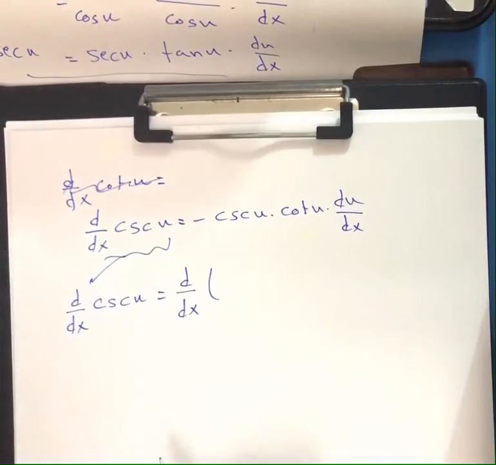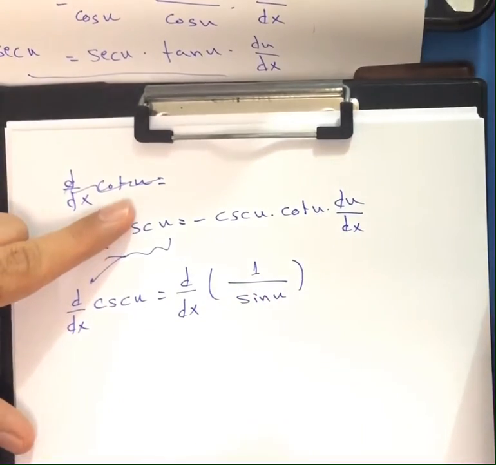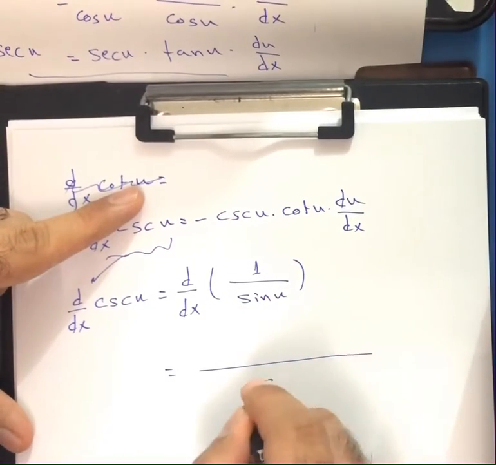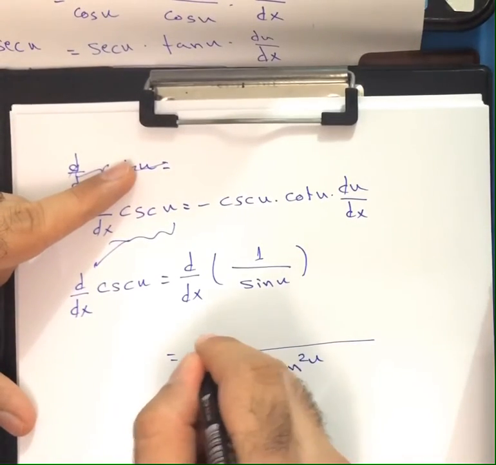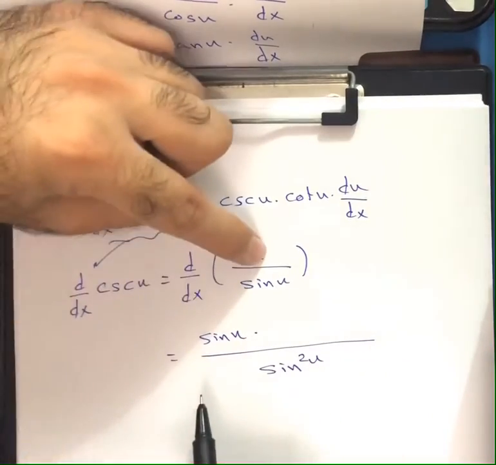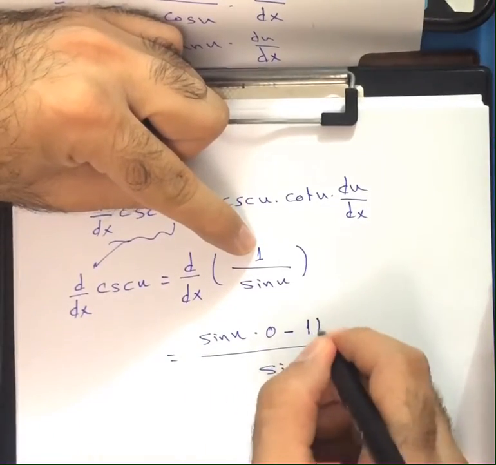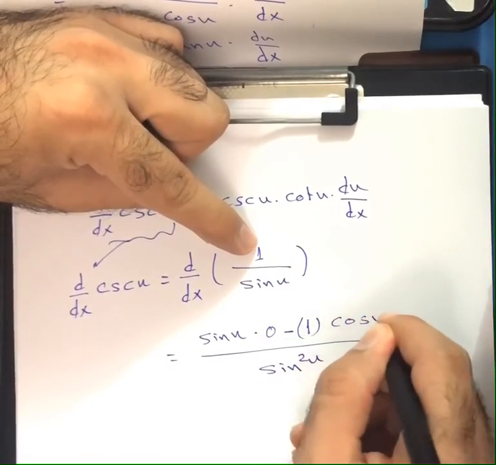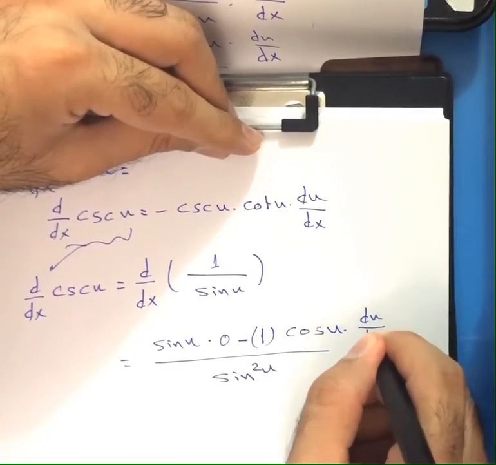Cosec u is actually nothing but 1 over sine u. After that, all I have to do is to find the derivative for this, so that this can be written like this: sine square u. Here I can write the denominator, which is sine u, multiplied by the derivative of the numerator, which is 1, which is 0, minus 1 multiplied by the derivative of the denominator, and derivative of sine u is nothing but cosine u multiplied by the derivative of the angle, which is u with respect to x.